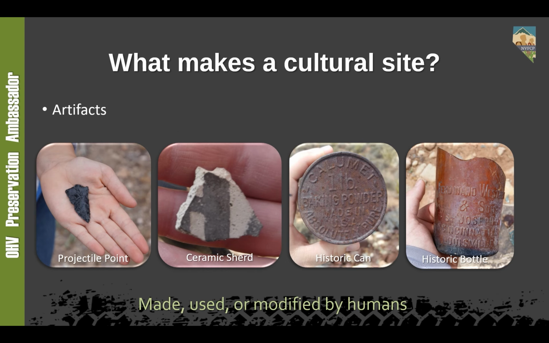And when you visit a cultural site, there are artifacts. And artifacts are objects that are made, used, or modified by humans that are portable. And here's some photos with some examples, like projectile points, and we often call those arrowheads. Broken bits of pottery, we call them ceramic sherds. Old cans and historic bottles.